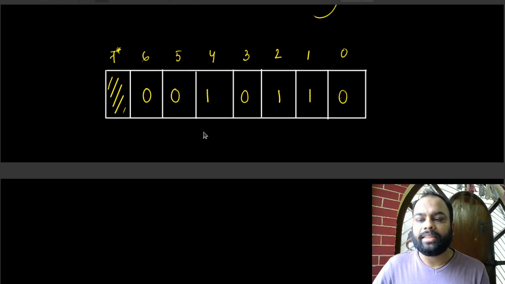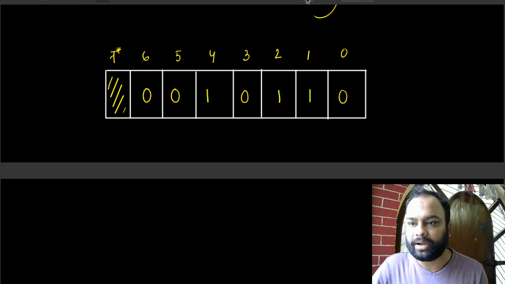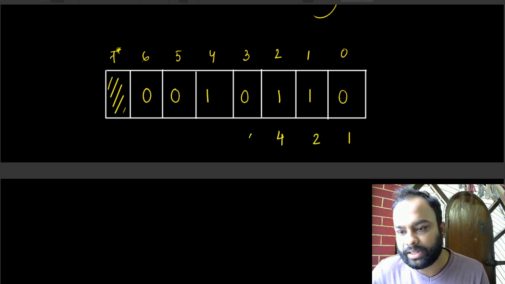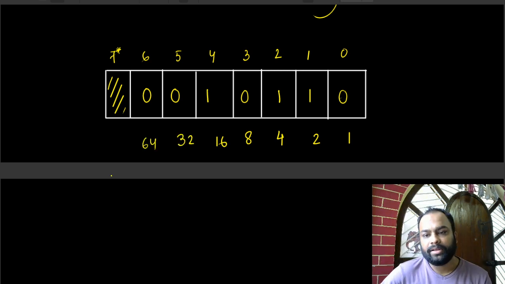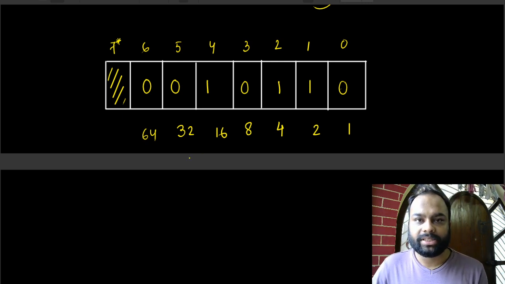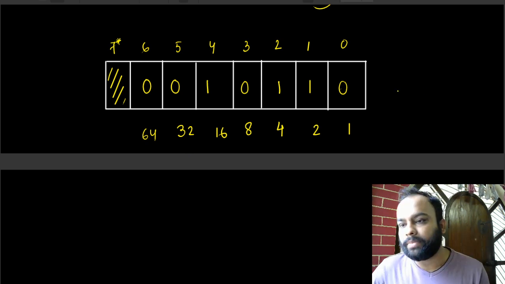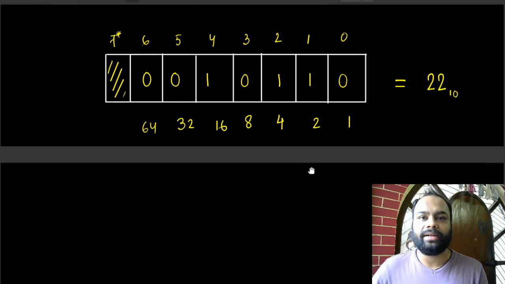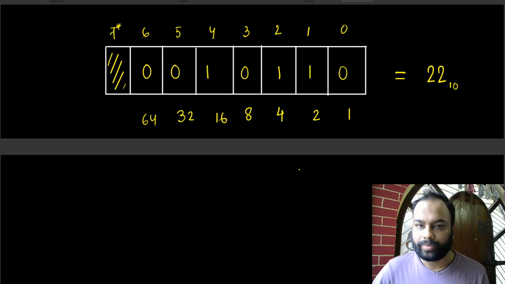The positional values of each digit here are as such: this is 1, this is 2, this is 4, this is 8, this is 16, this is 32, this is 64. So this has a value of 0, this has the value of 2, this has the value of 4, so we have 6, this has the value of 16, so 16 plus 6. That will be 22. So this number is 22 in decimal. I'm writing a 10 in subscript, which means it's a decimal number, 22.